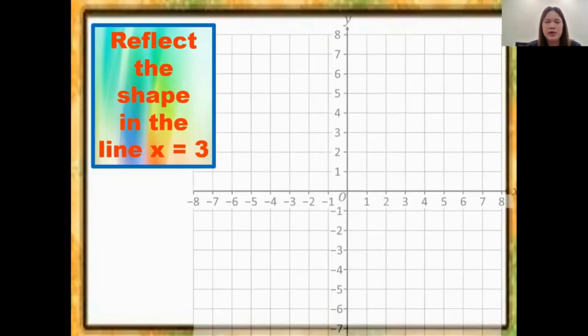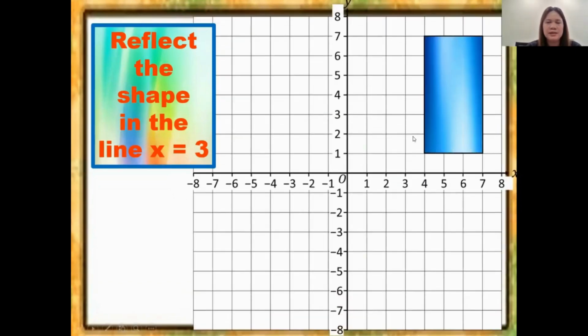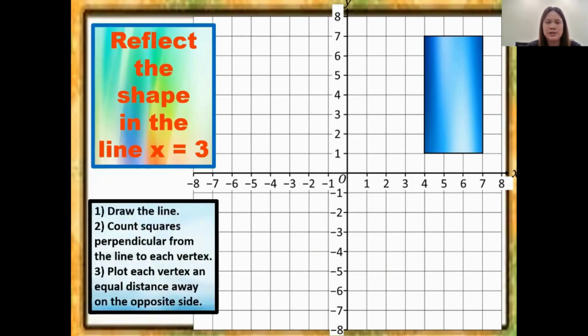When we reflect the shape here, this is a rectangle, we need to reflect it on the line x equals 3. So these are the steps. First, we need to draw the mirror line, which is represented by the equation x equals 3. So x equals 3 is over here. We draw a vertical line that passes through x equals 3. So we draw the line.